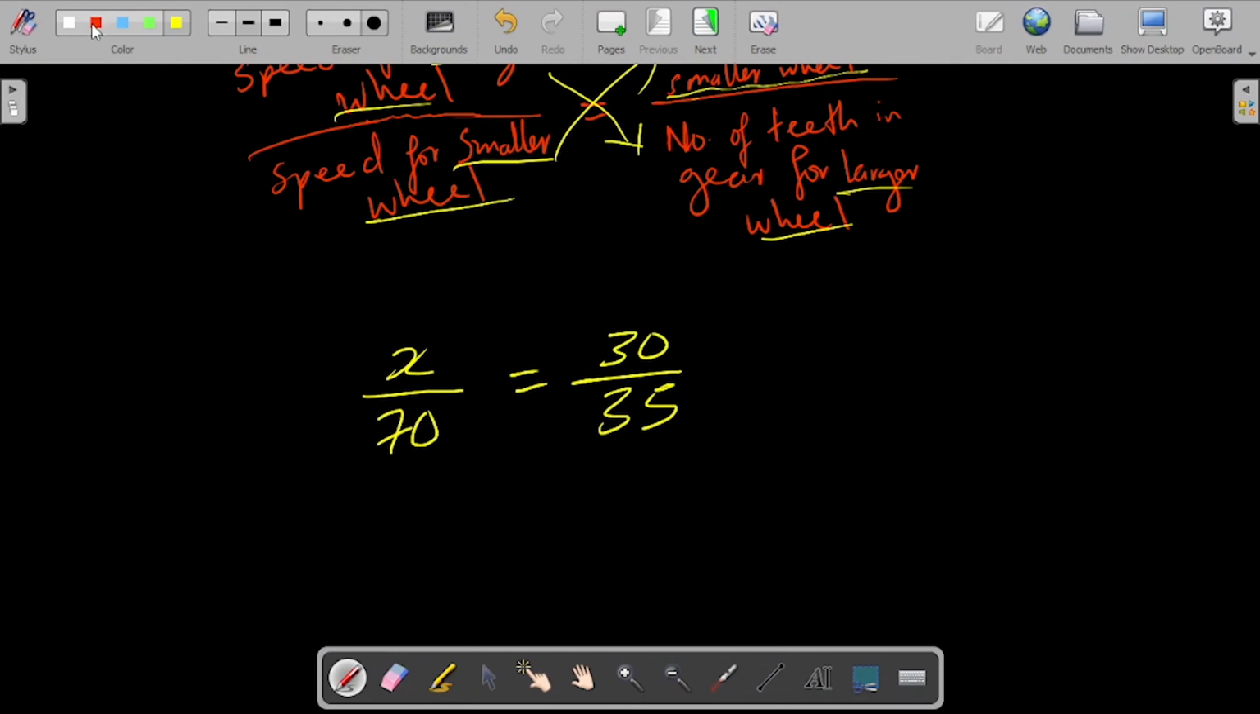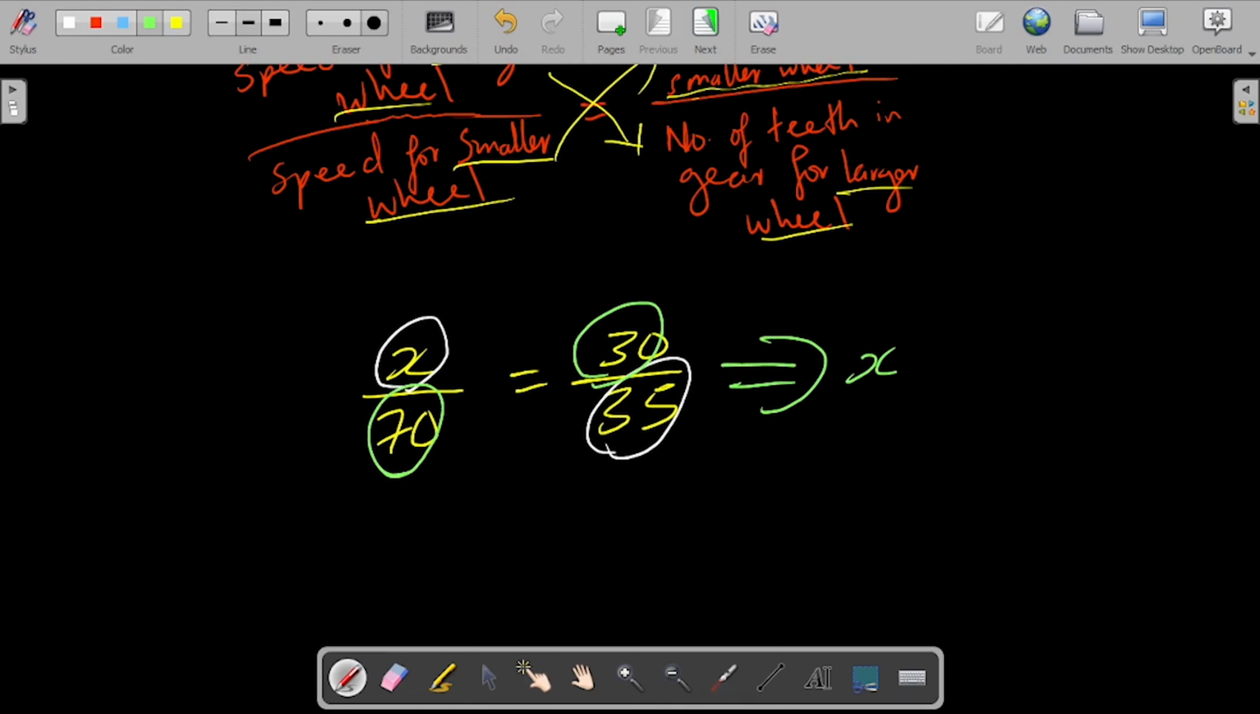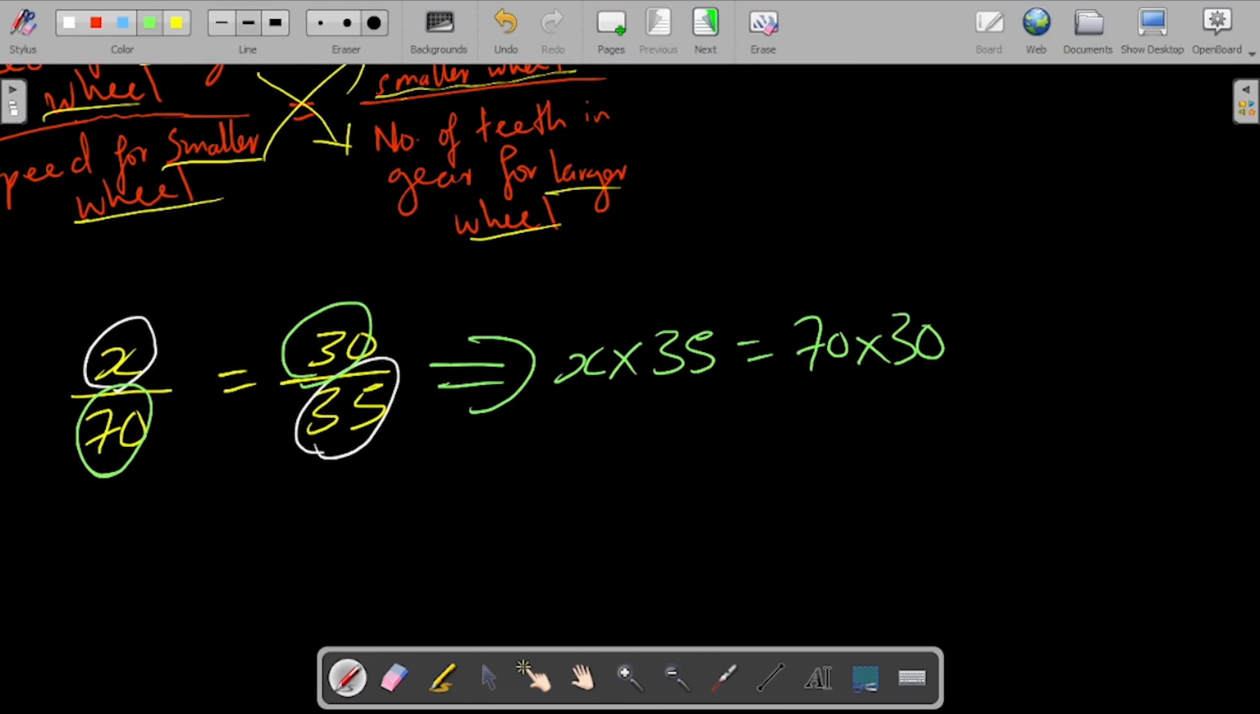And then we're gonna cross multiply. So we're gonna say x times 35 equals 70 times 30. And x times 35 is 35x, and that's equal to 70 times 30. 7 3s are 21, and you have 2 zeros, so that's 2100.